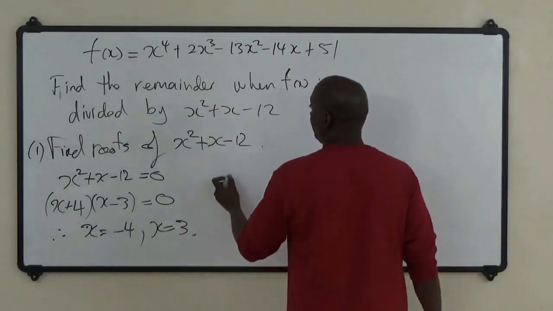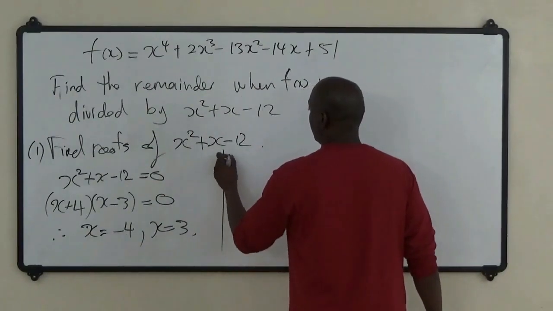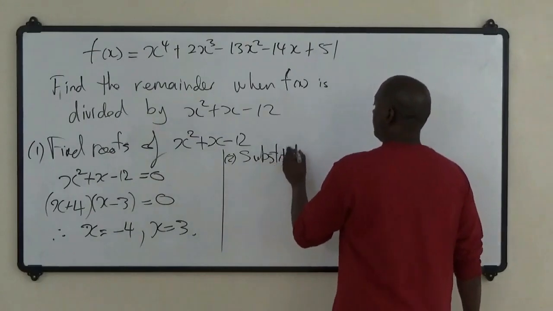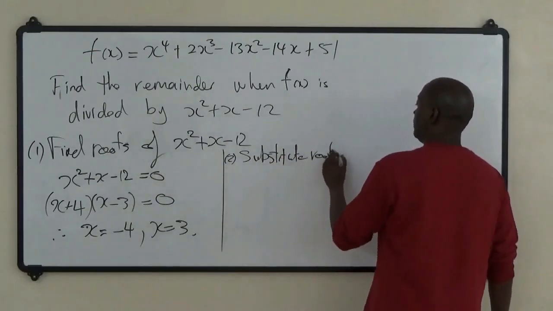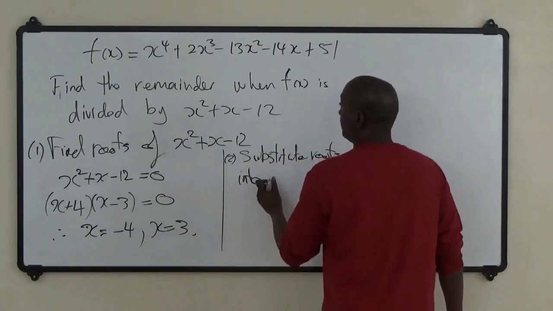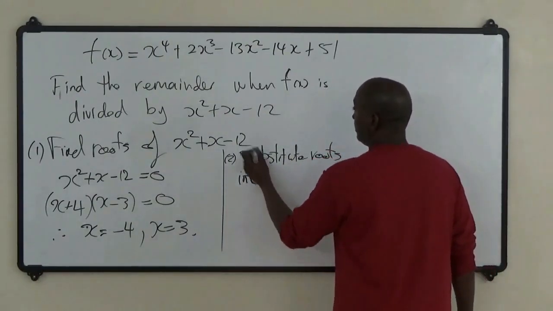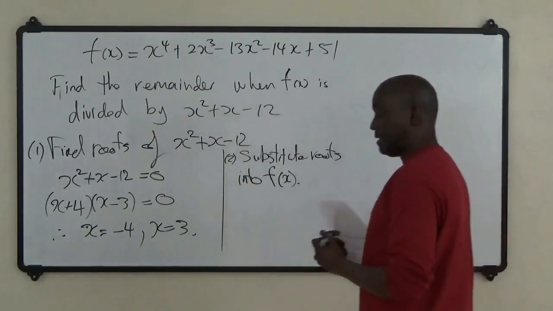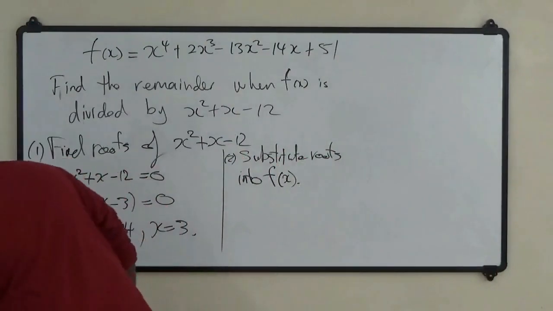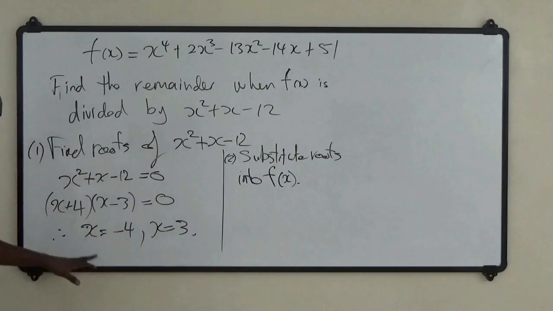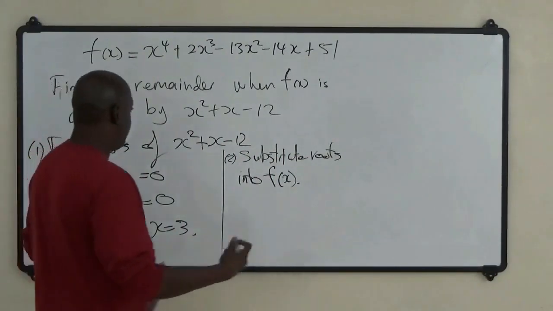Step 2 would be to substitute the root into the dividend, into f of x. So we have 2 roots to try, and we're going to try both of them to make everything absolutely clear. Let me start with x equals minus 4.